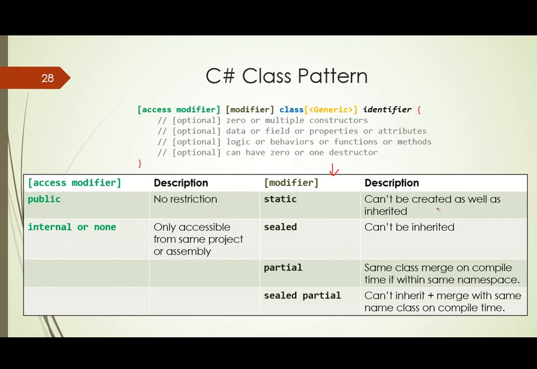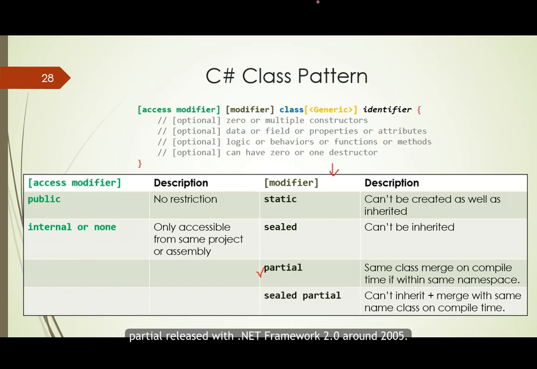And static, we have talked about it in detail. You cannot create it as well as inherit the class. Sealed means that you cannot inherit it. That's it. And partial, it's my favorite. It's really after .NET 4.0 maybe, or 3.5. I really don't remember, but I really ask this question in interviews. So if you are interviewed by me, be prepared for this.